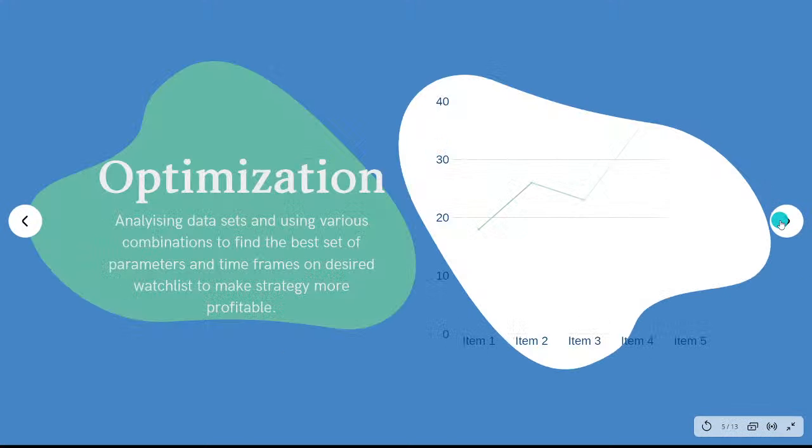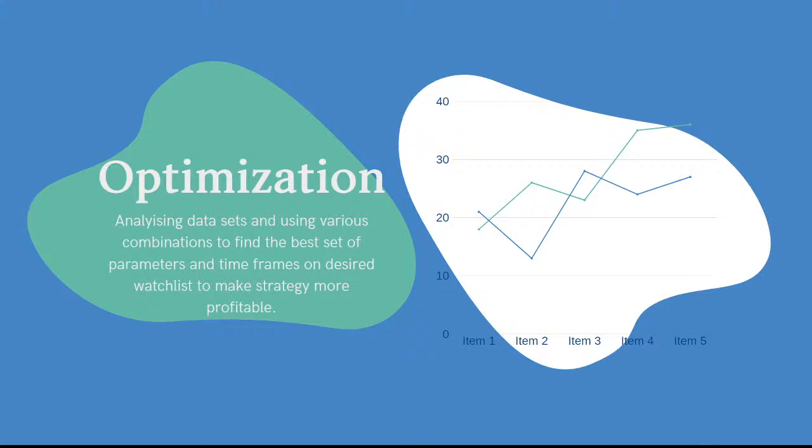Okay, moving ahead. So optimization, well, the backtest report and optimized report will always have significant changes, right? We basically use data sets and various combinations to find the best set of parameters and timeframes on our desired script or watch list and make the strategy more profitable.